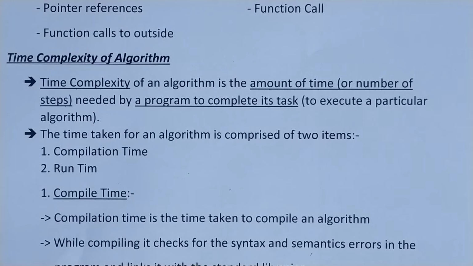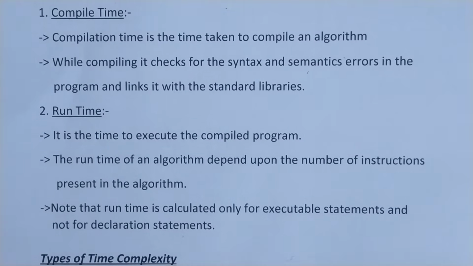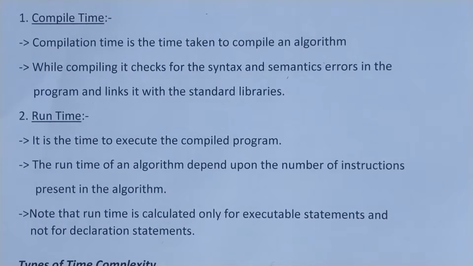The time complexity of an algorithm consists of two items. First is compilation time and second one is run time. Compilation time is actually the time taken by CPU to compile an algorithm. While compiling, it checks for syntax and semantic errors present in the program and links them with standard libraries. Runtime is actually the time taken by CPU to execute the compiled programs. The runtime of an algorithm actually depends upon the number of instructions present in the algorithm or program.